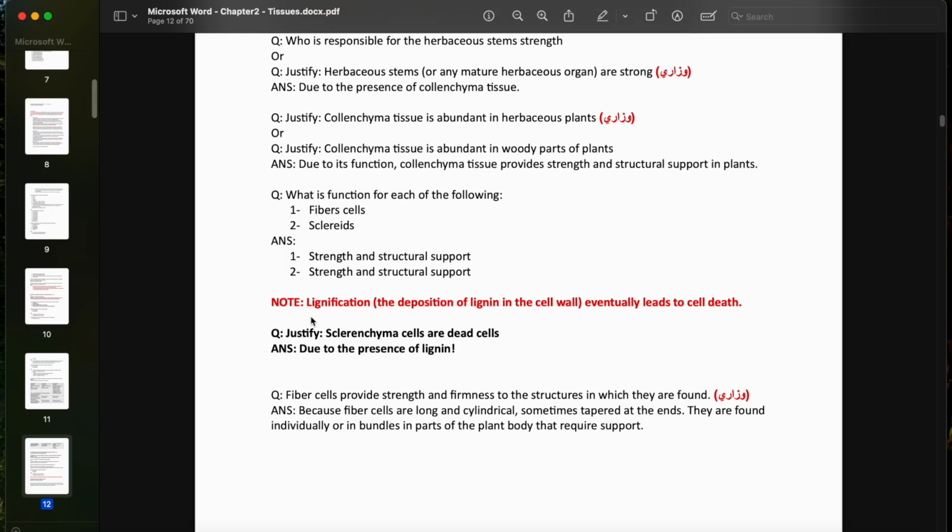I just want to note something here: lignification, which is the process of deposition of lignin in the cell wall, is eventually going to lead to cell death. So if they possibly ask you a question telling you to justify that the sclerenchyma cells are dead cells, like why are they dead cells, the answer is going to be due to the presence of lignin, because the process of lignification is going to lead to cell death.